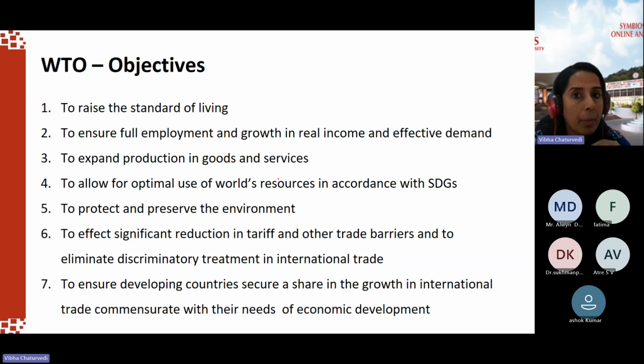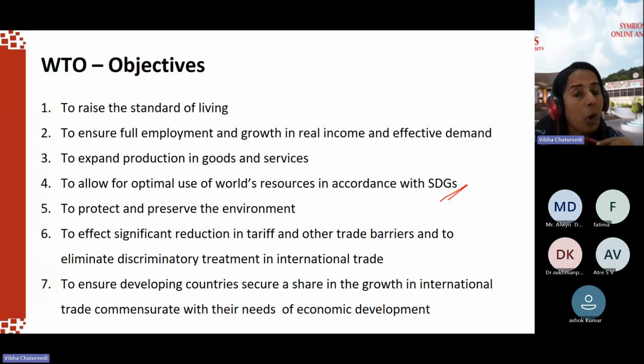And effective demand means what the total global demand is and what the total global supply is, that you must have learned in macroeconomics. To expand production in goods and services at a global level, because when the market grows, you can achieve economies of scale by producing more and selling more. So the expansion of production of goods and services can happen. Allow optimal use of the world's resources in accordance with the sustainable development goals. You have to keep sustainability in mind.